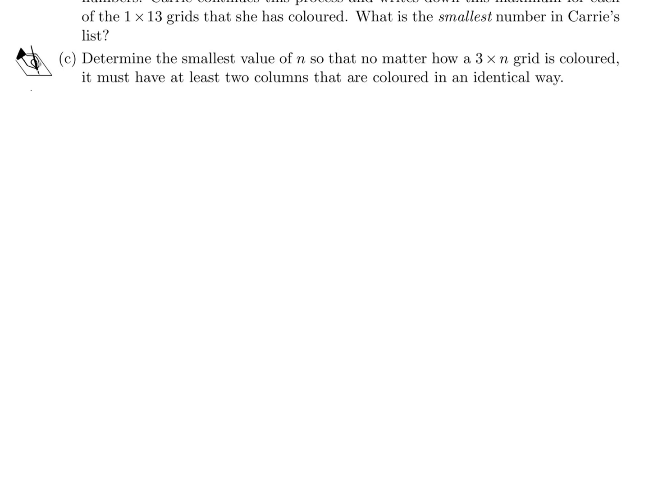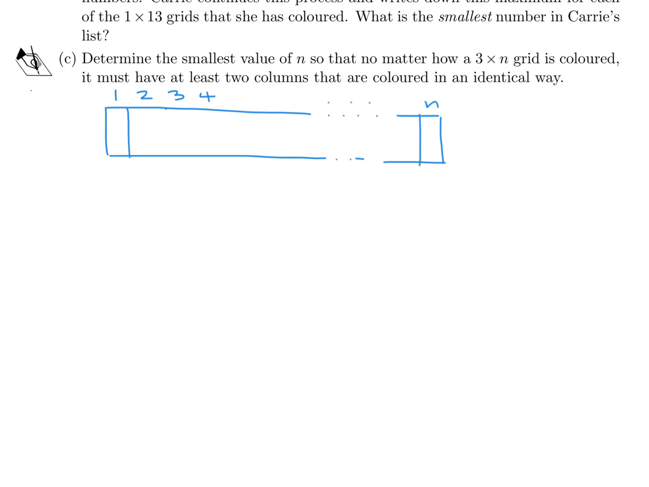Determine the smallest value of n so that no matter how a 3 by n grid is colored, it must have at least 2 columns that are colored in the identical way. All right, so it's a 3 by n. So dot dot dot. We don't know, right? So that's why I'm putting those dots. So this is 1, 2, 3, 4, all the way till n. Like that.